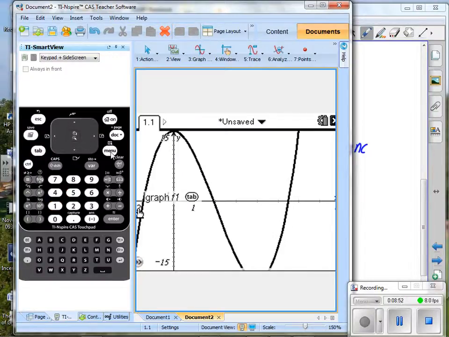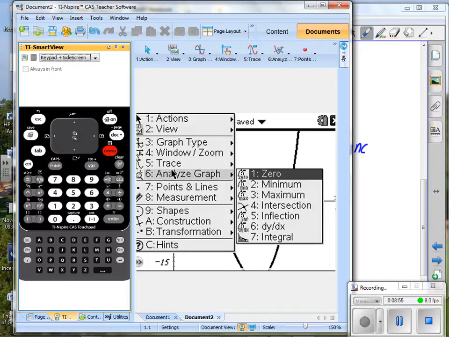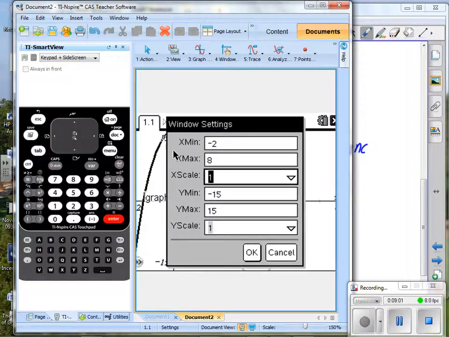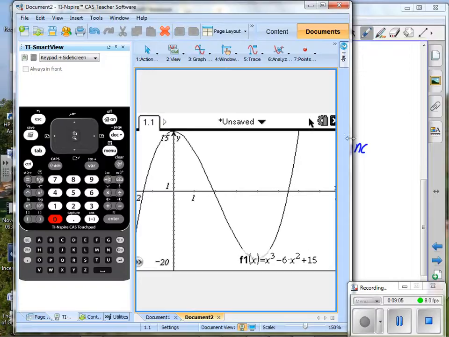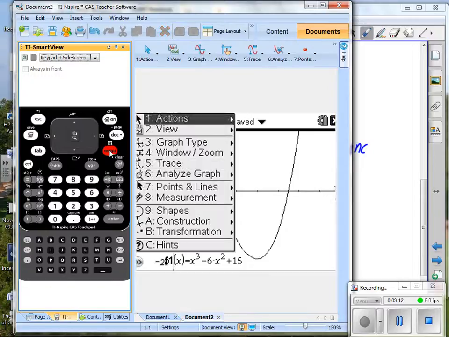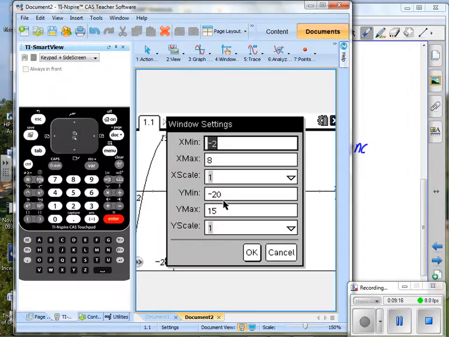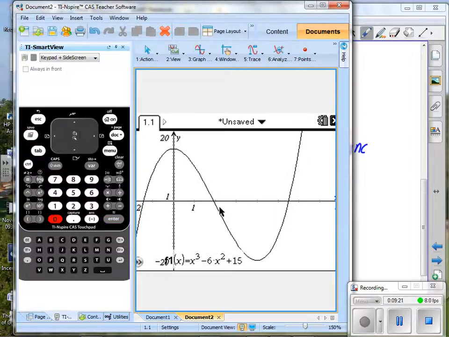Wow. Did you find that you needed it more? I'll make mine negative 20. There we go. I'm going to do one more adjustment because I like to see something above the maximum. I make mine a positive 20 on there, and that looks even better yet. Okay.